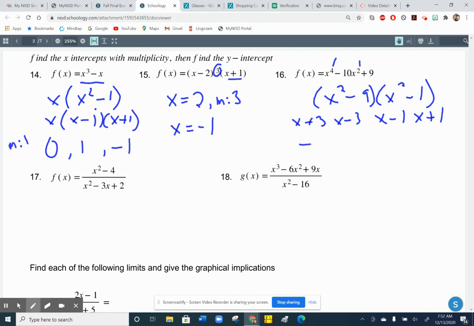So you get a negative 3, a positive 3, a positive 1, and a negative 1, all with multiplicity of 1, since none of them have any powers on their factors.